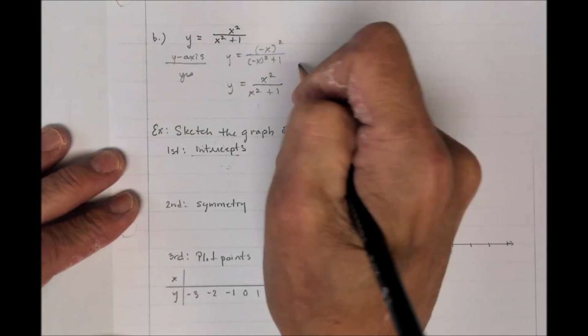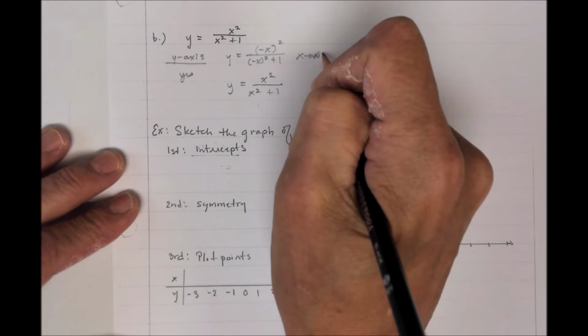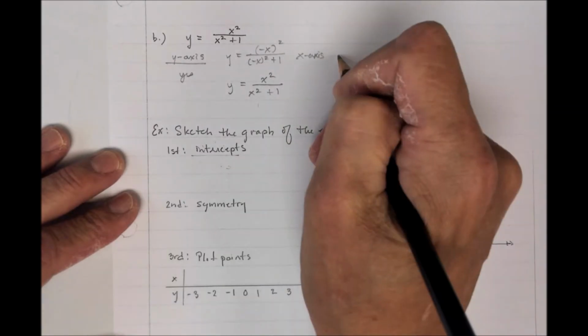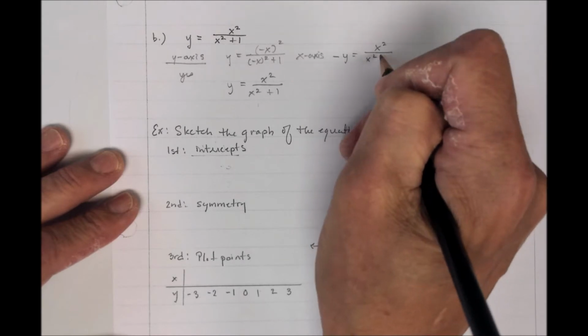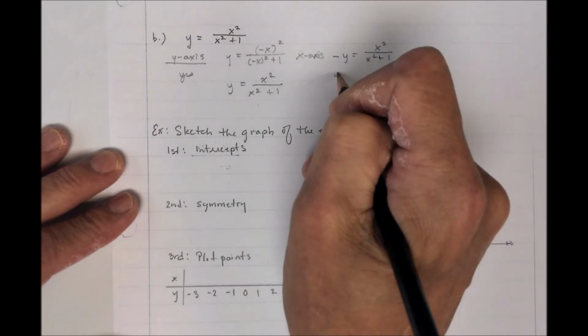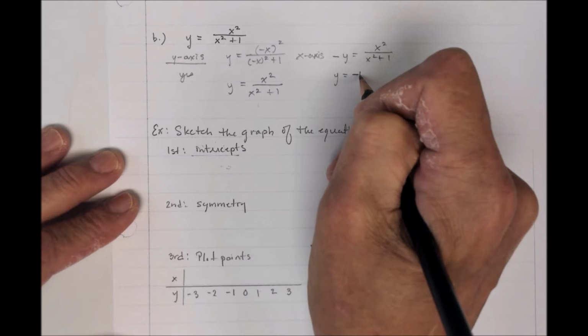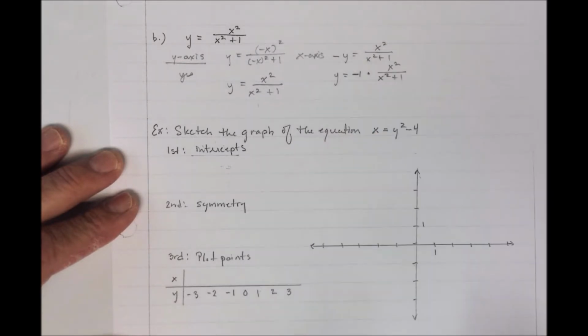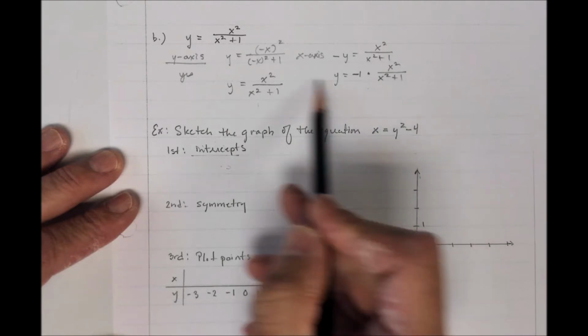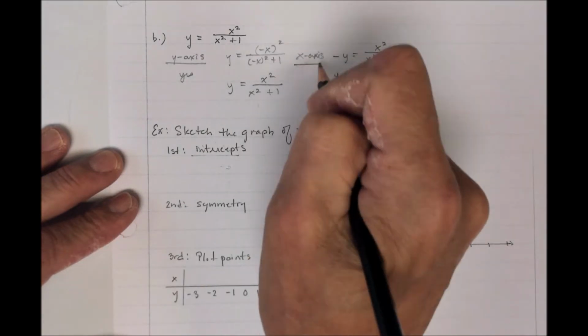To check for the x-axis, I plug in the opposite of y. The opposite of y equals x squared all over x squared plus 1. Even if I multiply by -1, I have this factor of -1 that I can't get rid of, so I can't get back to the original, and the answer is no.